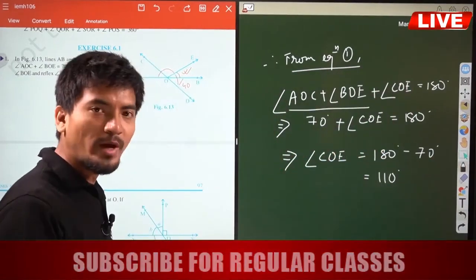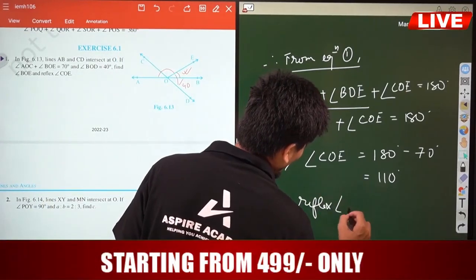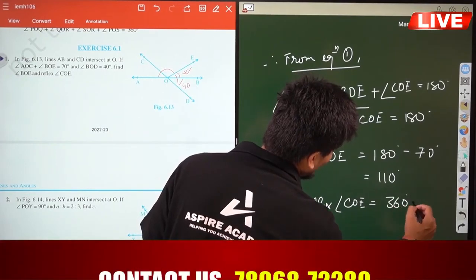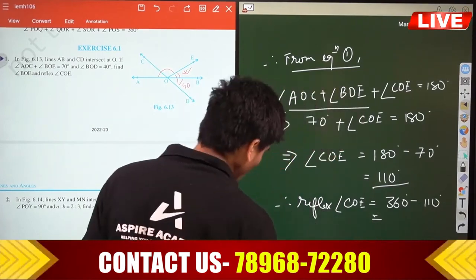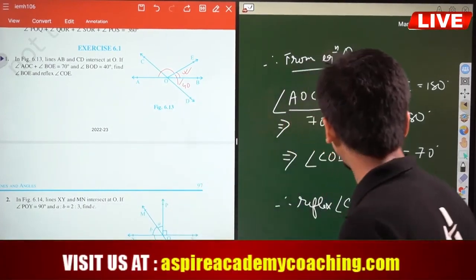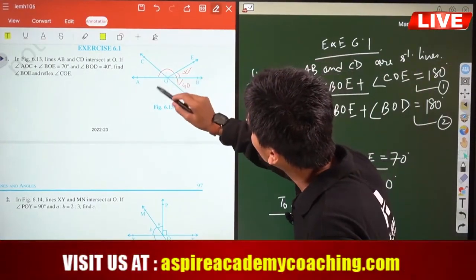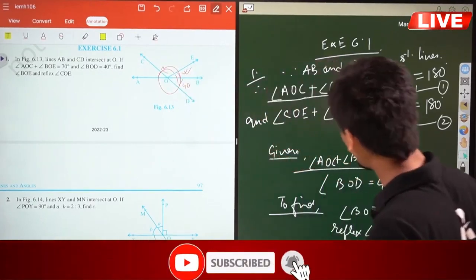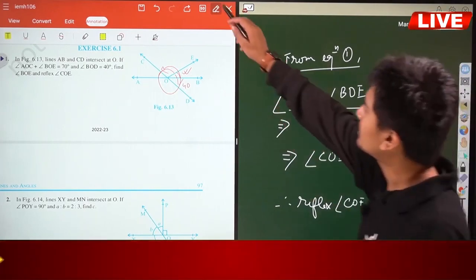So now what do we need to find? We need to find the reflex. Therefore, reflex angle COE equals 360 degrees minus 110 degrees, right? Which equals 250 degrees. That means this whole reflex angle COE, this whole is how much? 250 degrees. Okay.